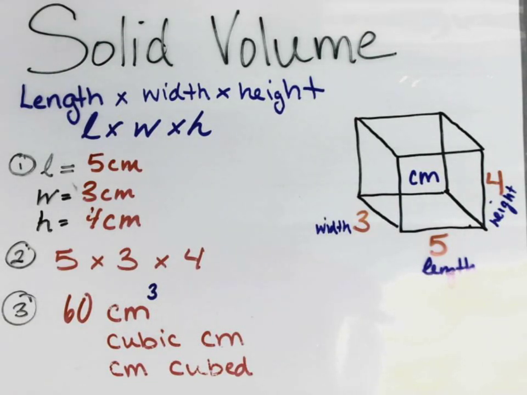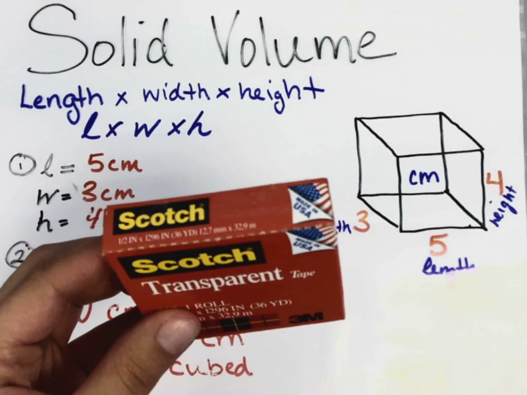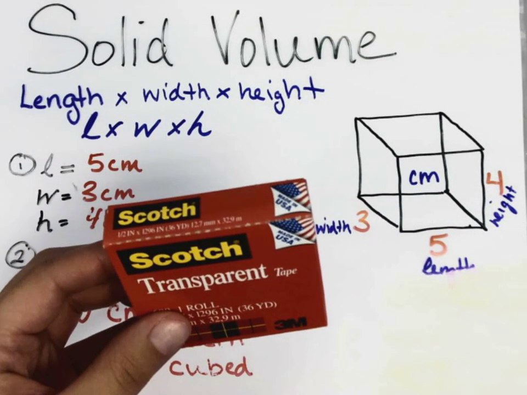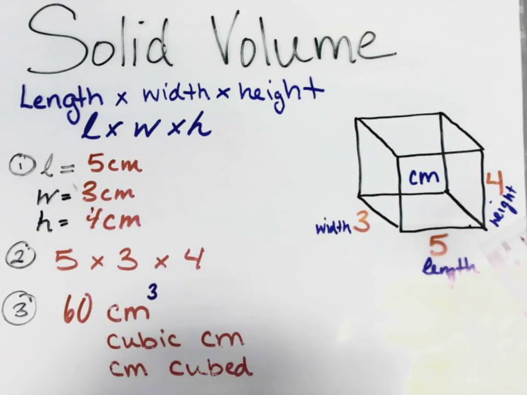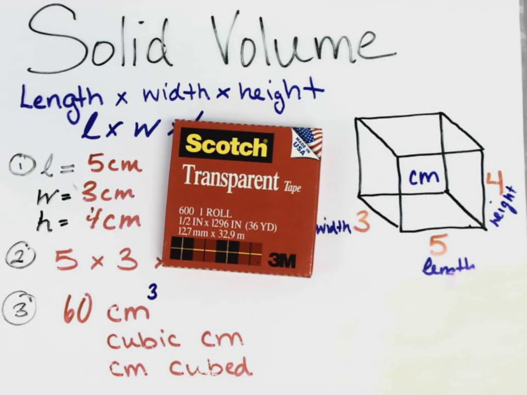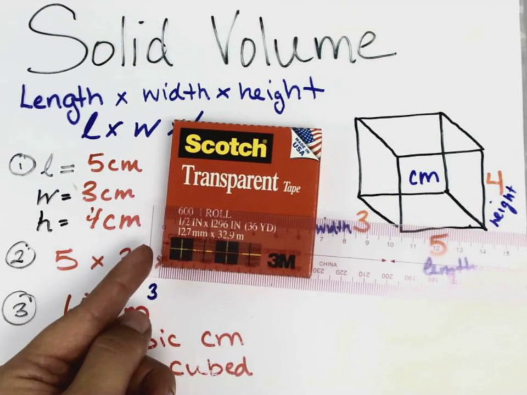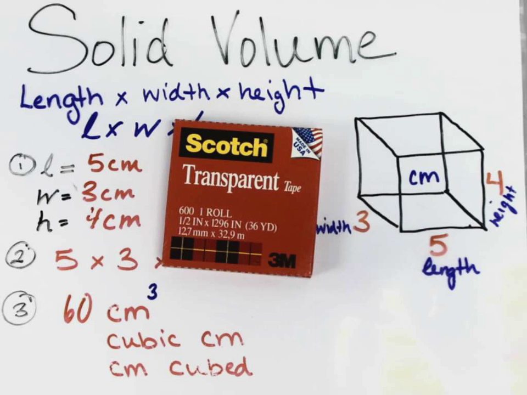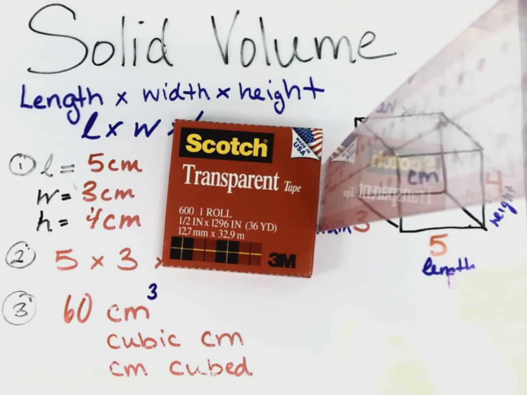Now if we're going to measure an actual object, we're going to do the same thing, but we have to make sure we're measuring the object using our ruler. So we would take our object and our ruler to find our length, our width, and our height. It's important to make sure that you follow the same guidelines. So your length, your width, and then the part that rises up is going to be your height.